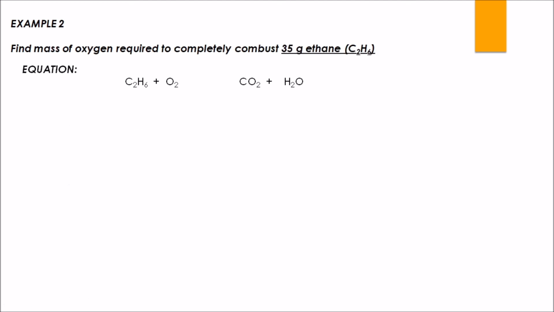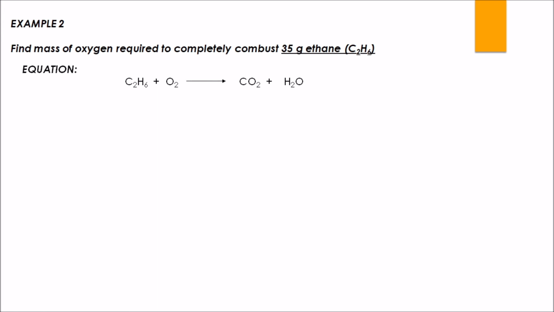Let's look at question number 2. We have to find out the mass of oxygen required to completely combust 35 grams of ethane. Now this question relates to mass, not moles. Whenever you have mass, you have to apply the same mole ratio but including masses as well. Let's look at how we are going to do that.